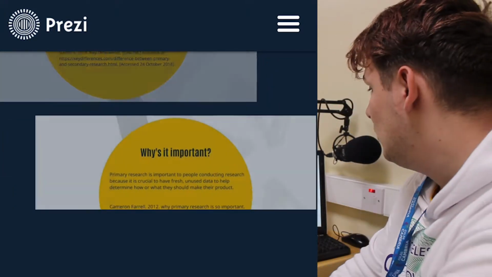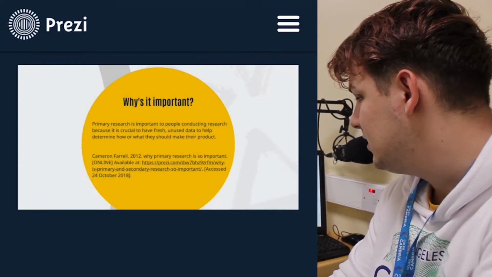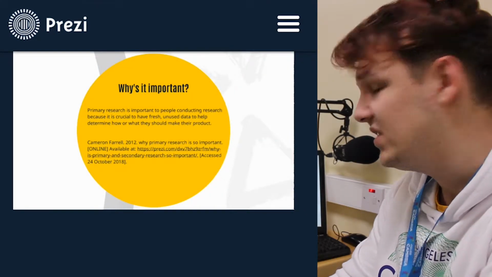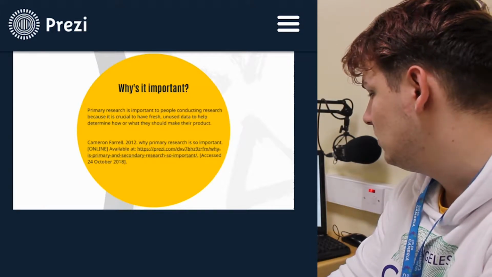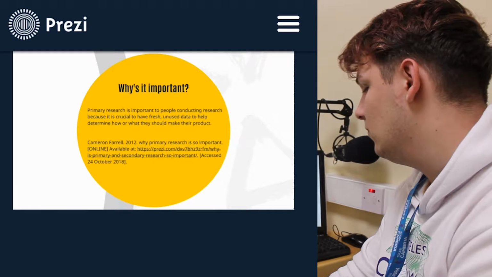Primary research is important to people conducting research because it's crucial to have fresh, unused data to help determine how or what they should do to make their product or anything that they're researching about.